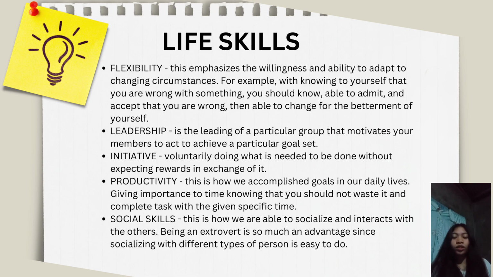Lastly is the social skills. This is how we are able to socialize and interact with others. Being an introvert is such an advantage to these skills because in socializing with different types of persons, it is a better thing that they have, or being an extrovert. Social skill was the combination of collaboration and communication. As we are in a diverse classroom, social skill is useful for us to have an effective communication and collaboration with our peers or classmates or our instructors.